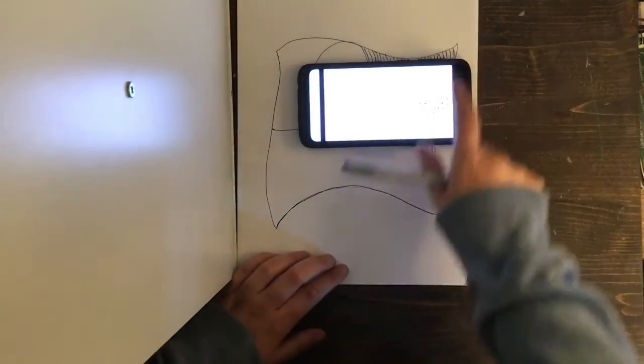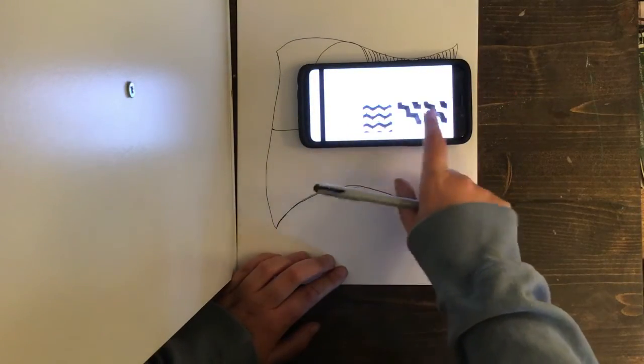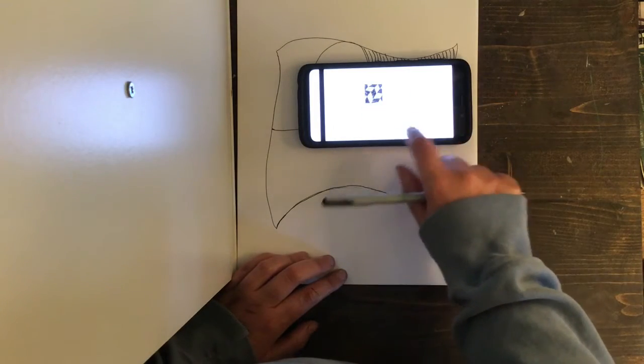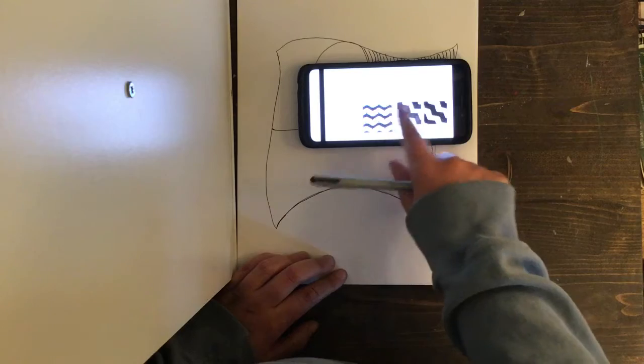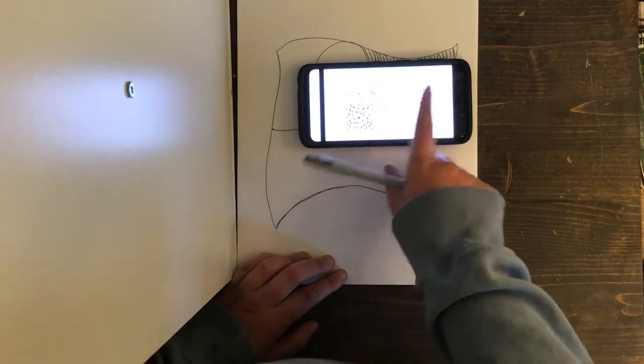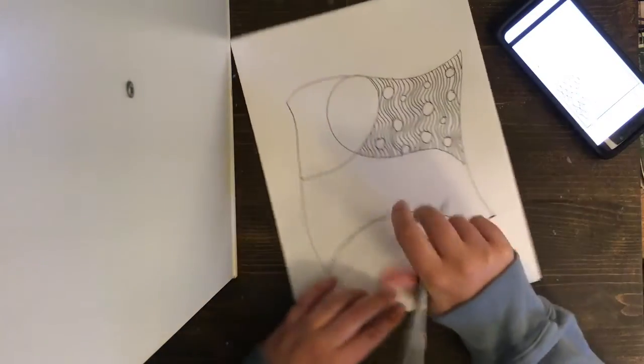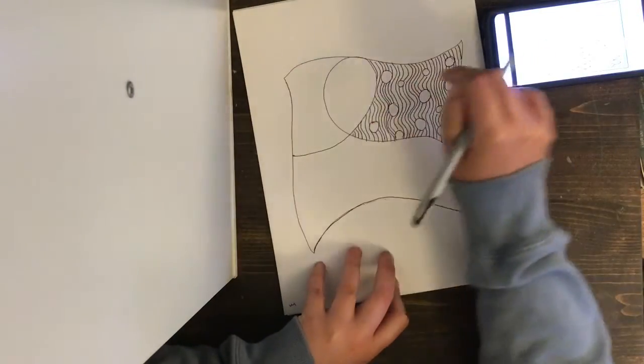So let's go ahead and pick our next one. I always liked this one. I know you guys are having trouble seeing what is on my screen, but it's the Zentangle that looks like fish. I'm going to do that one. So remember, go step by step.